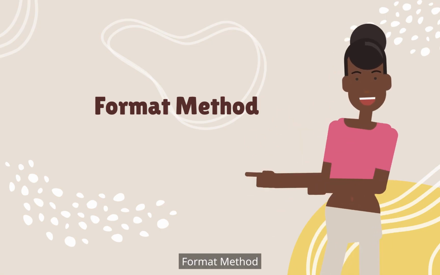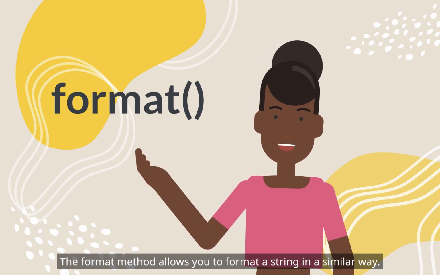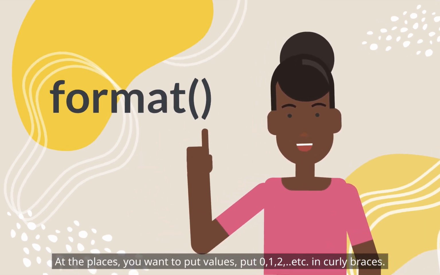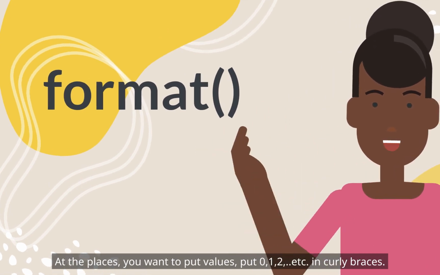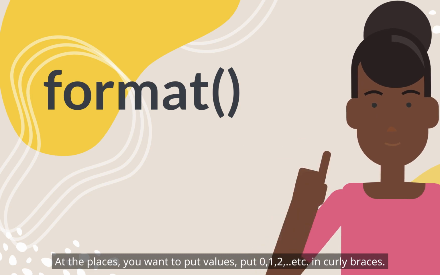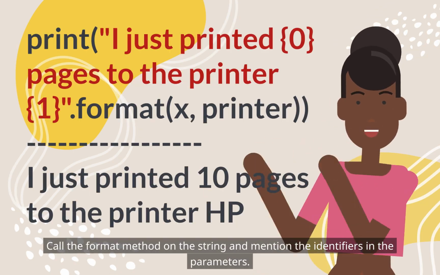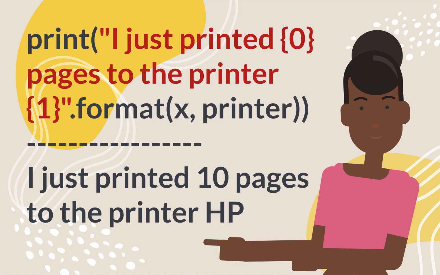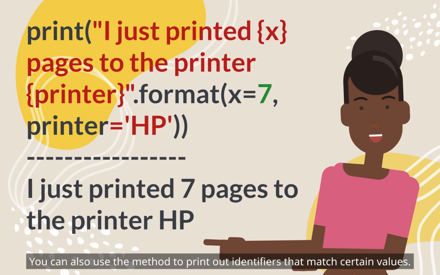Format method. The format method allows you to format a string in a similar way. At the places you want to put values, put 0, 1, 2, etc. in curly braces. Call the format method on the string and mention the identifiers in the parameters. You can also use the method to print out identifiers that match certain values.